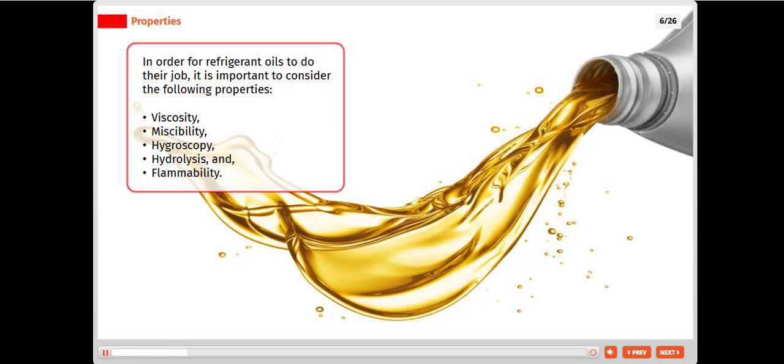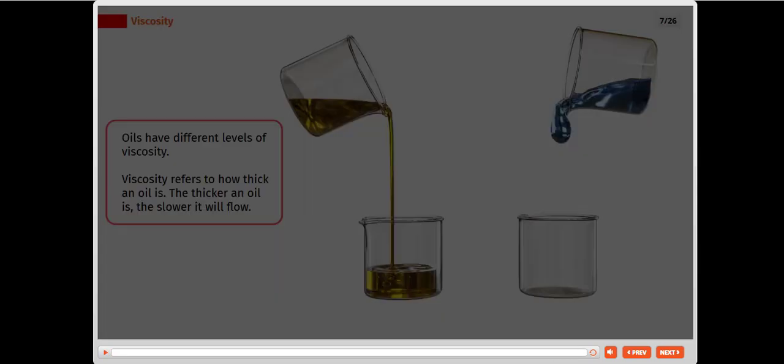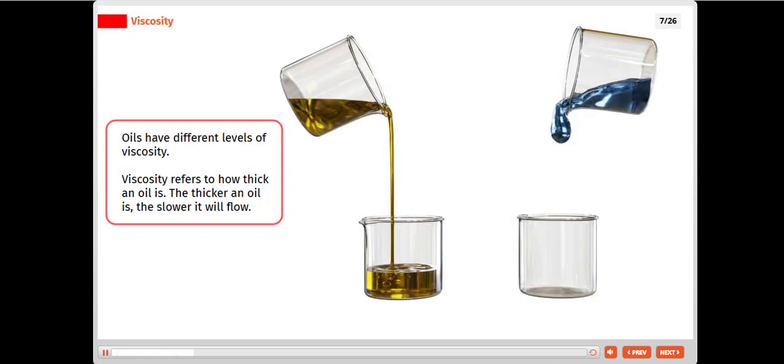In order for refrigerant oils to do their job, it is important to consider the following properties: viscosity, miscibility, hygroscopy, hydrolysis, and flammability. Oils have different levels of viscosity. Viscosity refers to how thick an oil is. The thicker an oil is, the slower it will flow.